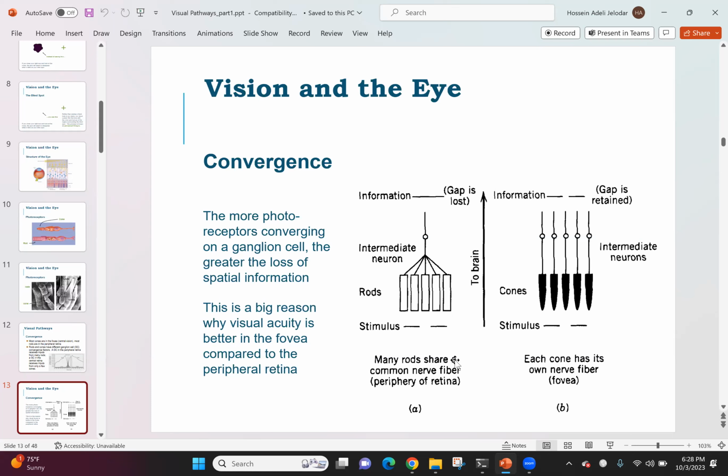So the relationship between convergence and spatial resolution is what? If you have a higher convergence, is your spatial resolution good or bad? Good. Why? What is spatial resolution? When we talk about resolution, what are we talking about?